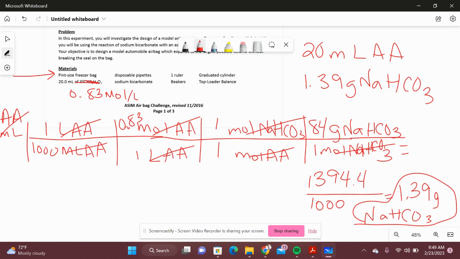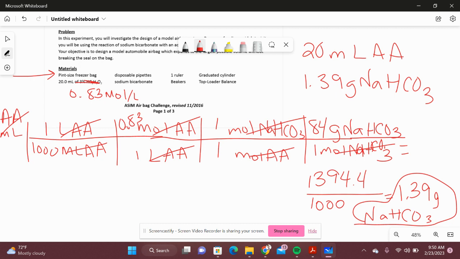So you need to think about ways that I can use a pint freezer bag, and a small plastic cup, with 20 mils of my acetic acid and 1.39 grams of my sodium bicarbonate, to make a chemical reaction take place where that pint-sized freezer bag will inflate, without you actually mixing the two chemicals together with your hands. Those are going to be your procedures. What are you going to do to make that happen?